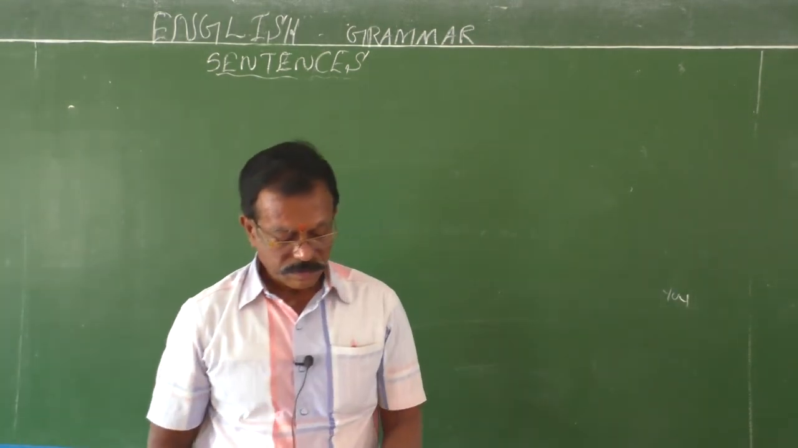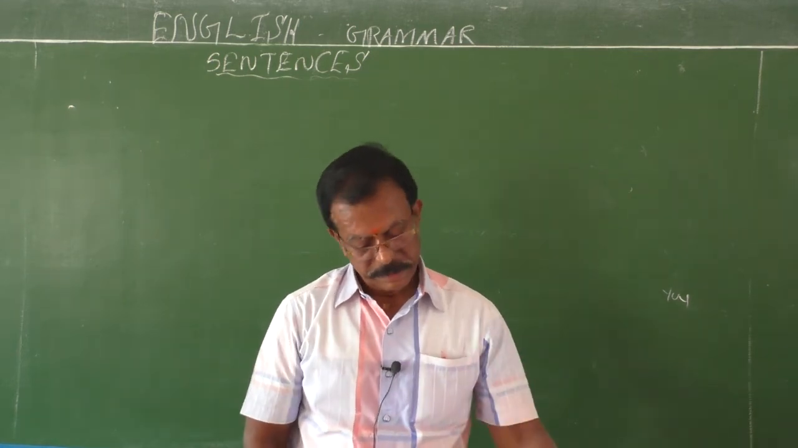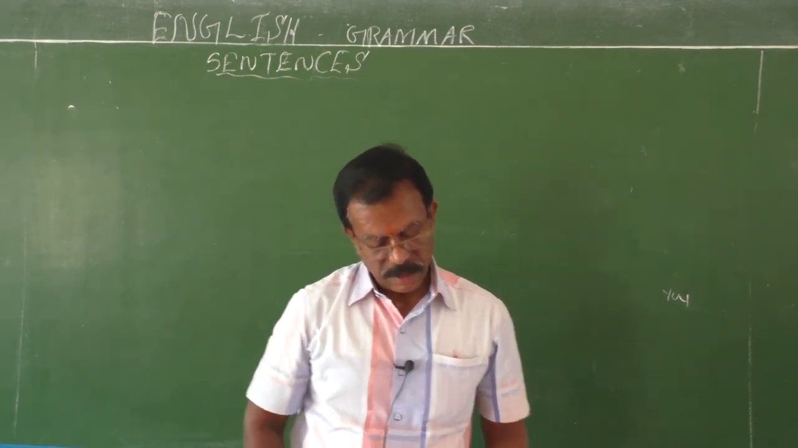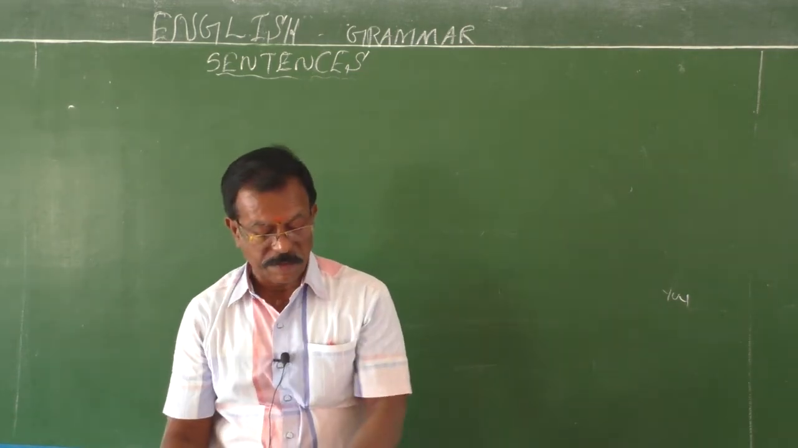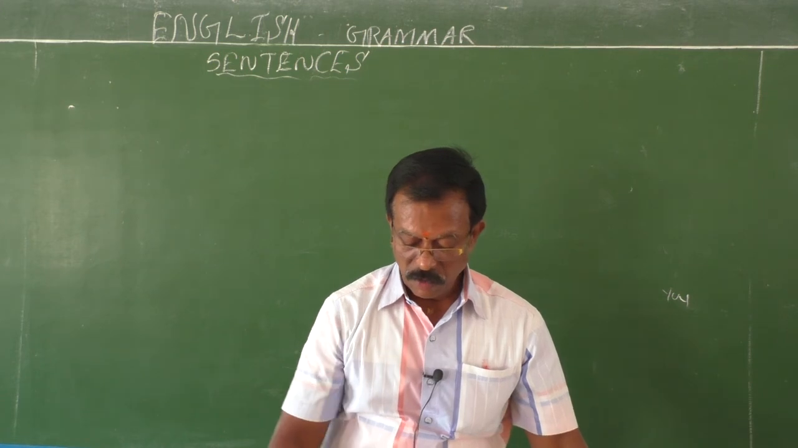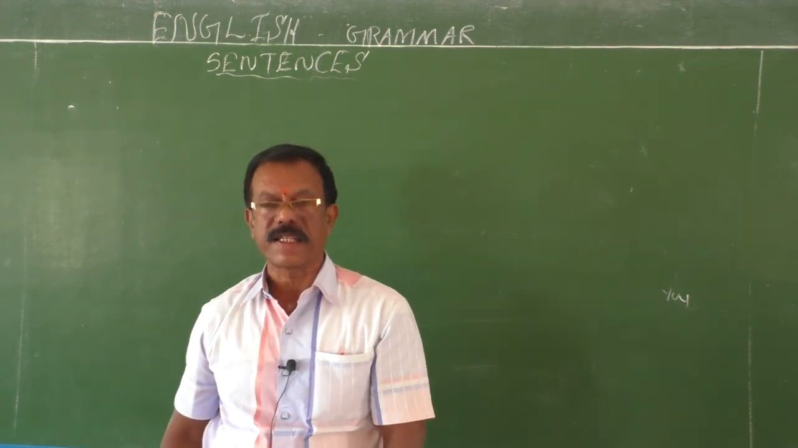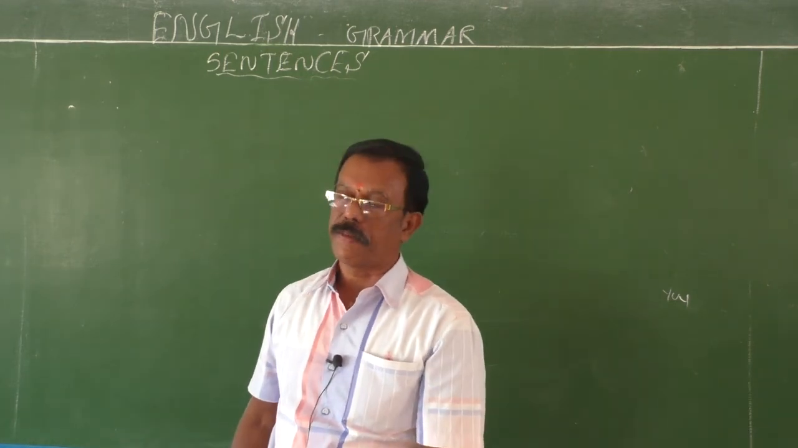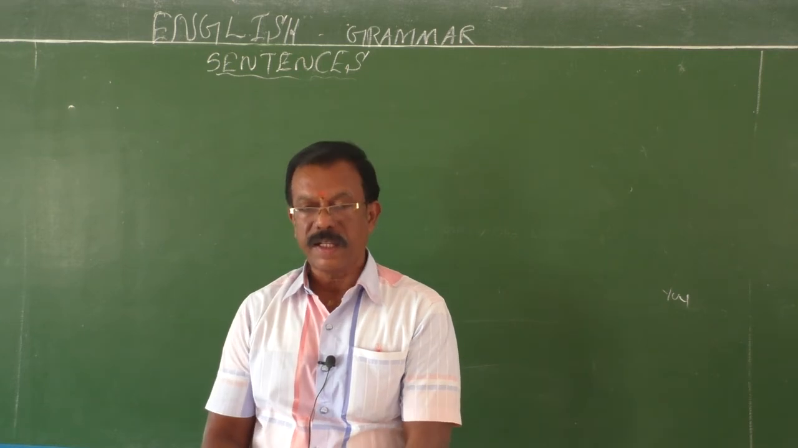So let me sum it up, children. A complex sentence is a sentence consisting of only one main clause with one or more subordinate clauses. All these subordinate clauses are connected with the principal or main clause with the help of subordinating conjunctions. That's the structure of a complex sentence.